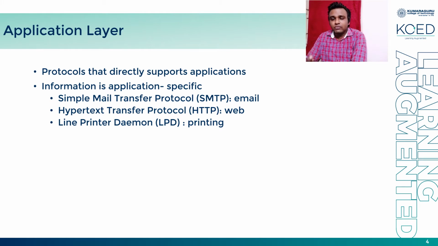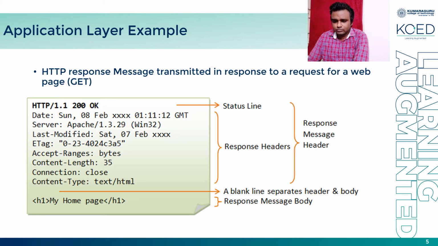It's around 150 or around 160. There are a lot of application protocols. This is an example of an application layer: the HTTP response message transmitted in response to a request from a web page. The request will be GET, which requests a particular web page through the HTTP protocol.